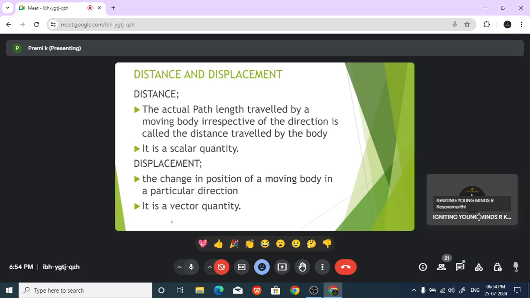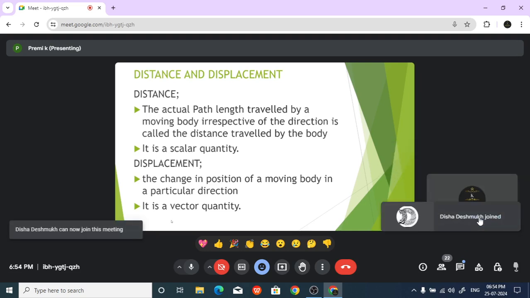There is a small difference between scalar and vector quantity. I hope you all know that. Can any of you tell what that is?